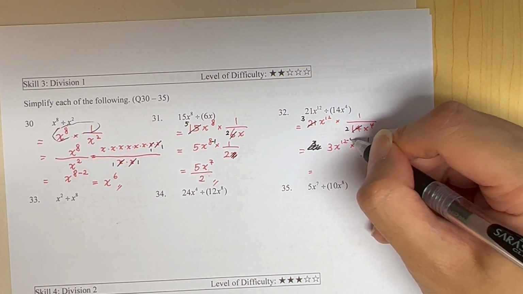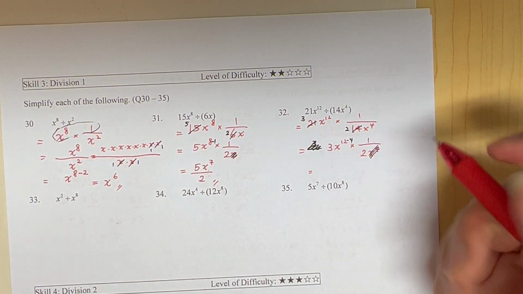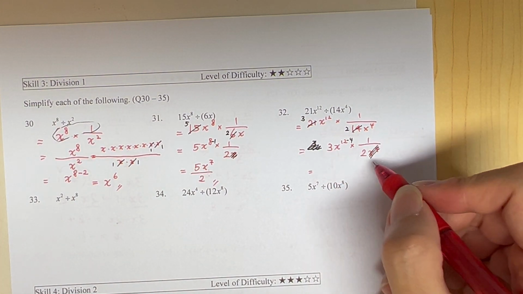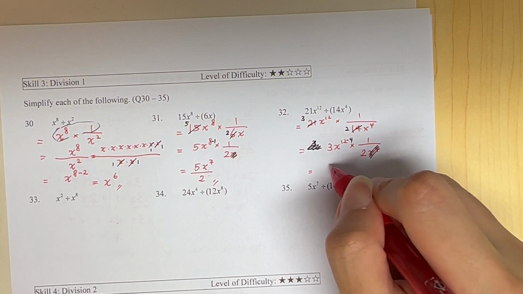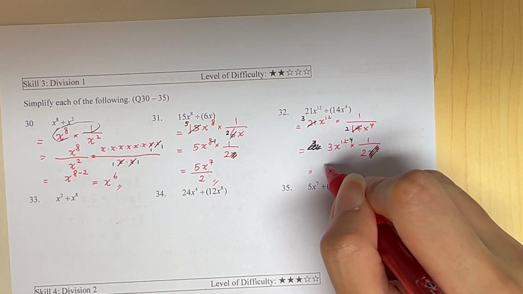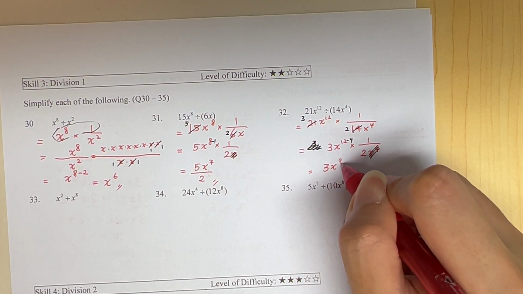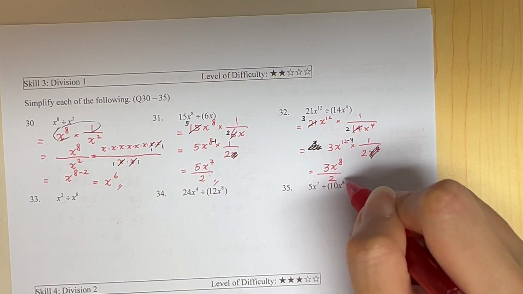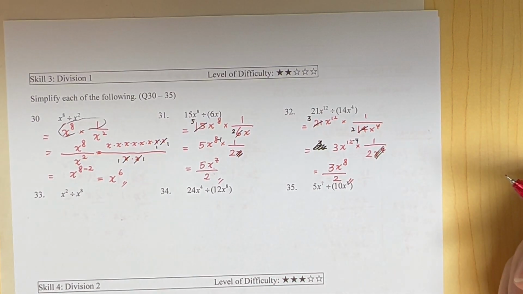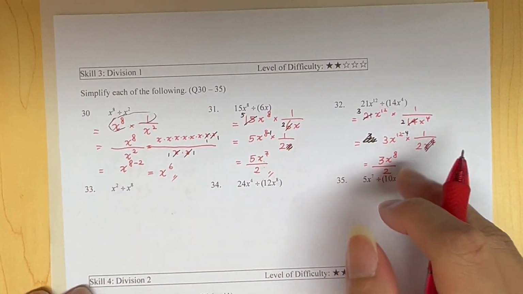So there will be 4 less than before, 4x, which is reduced by the cancellation. So finally, on the top, if we multiply all together, we have 3x to the power of 8. And in the denominator, we have just simply 2. Okay, so this is the easy demonstration.